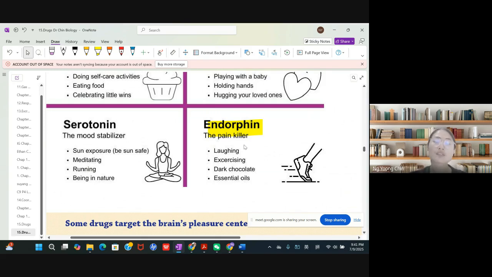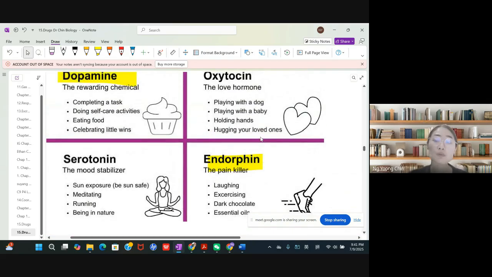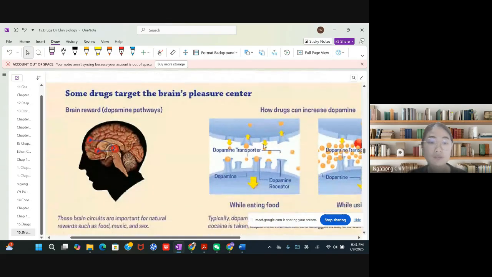And how your body is able to secrete endorphin is that you need to do more exercise, right? I think you heard before, that exercise will make you feel happy. It's because during exercise, your brain will release the endorphin, so it will make you feel happy and more energetic after you finish the exercise. Laughing and dark chocolate can also induce endorphins. So this endorphin is a painkiller. It can help you to feel better.